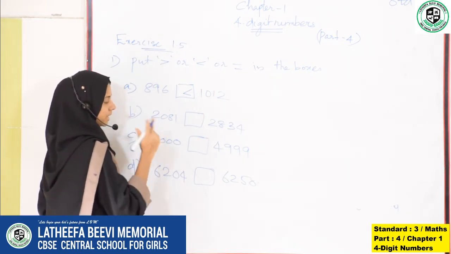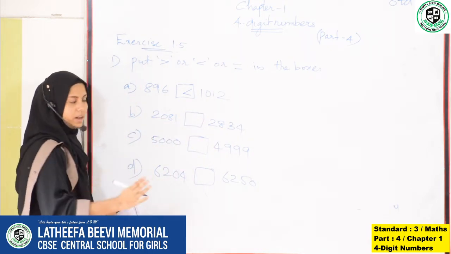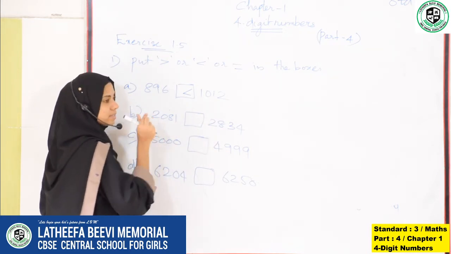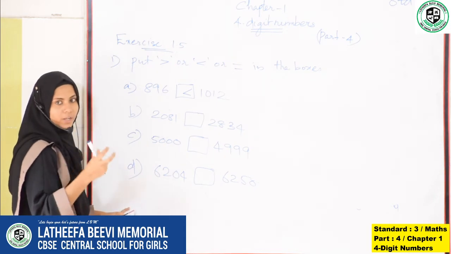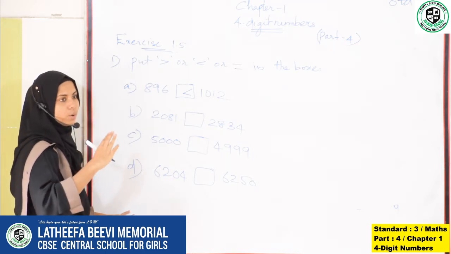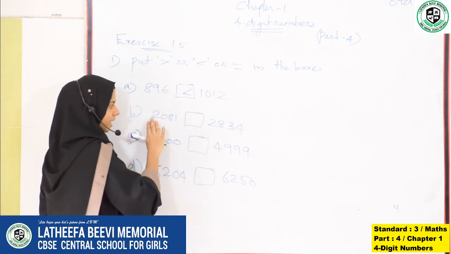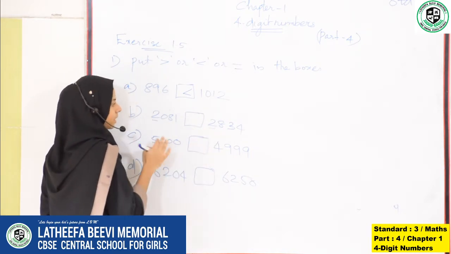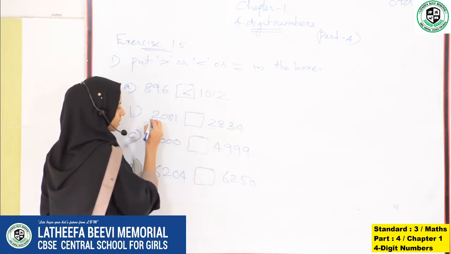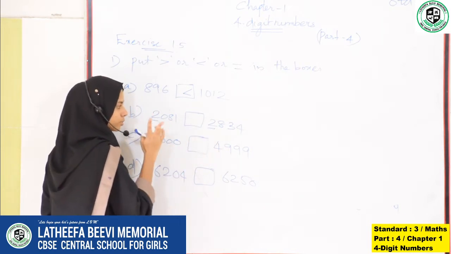Let us check the second rule. When both have the same number of digits, then we want to check whether the first digit of the two numbers is the same or not. If it is different, then whichever number has the bigger digit will be the greater number. If they are the same, then we have to go to the next digit. Here, look, these two numbers are the same, isn't it? The two, both were 2, same digit.